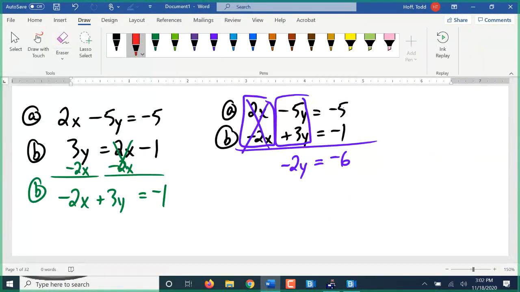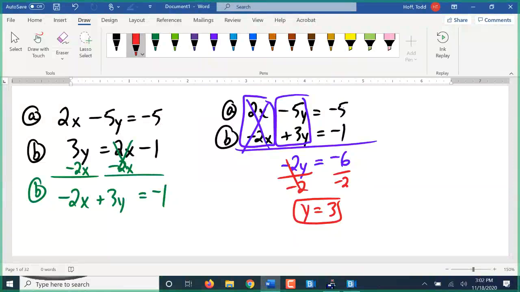Once again, we're down to one variable in one equation. We can solve for y. We'll divide by that negative 2. Negative 2 is gone. Y equals negative 6 divided by negative 2. Negative divided by negative is a positive. Y equals positive 3.